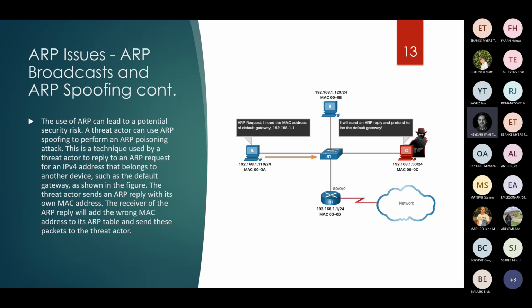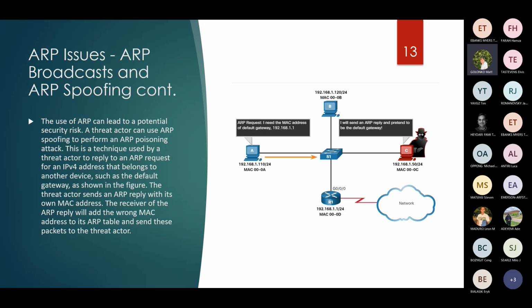This was the attack that I was talking about. Go on. The use of ARP can lead to a potential security risk. A threat actor can use ARP spoofing to perform an ARP poisoning attack. This is a technique used by a threat actor to reply to an ARP request for an IPv4 address that belongs to another device, such as the default gateway, as shown in the figure. ARP poisoning attack. Yeah. Go on.